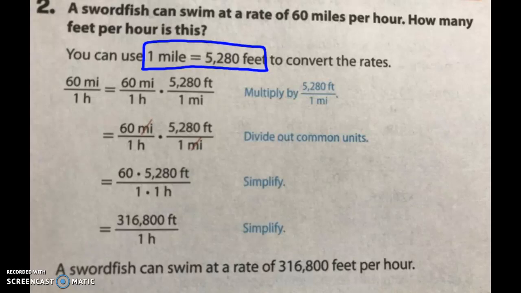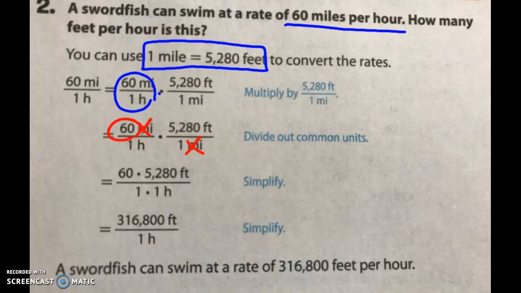Okay? So we start out with our original ratio, 60 miles per hour. So that's this part right here, 60 miles for 1 hour. Then we're multiplying by 1. But when we multiply by 1, it looks a little bit different. We're going to have our miles on the bottom and our feet on top. Okay, so we multiply through, and then as you can see on the next line, the miles will cancel. Miles on the top, miles on the bottom, cancel.